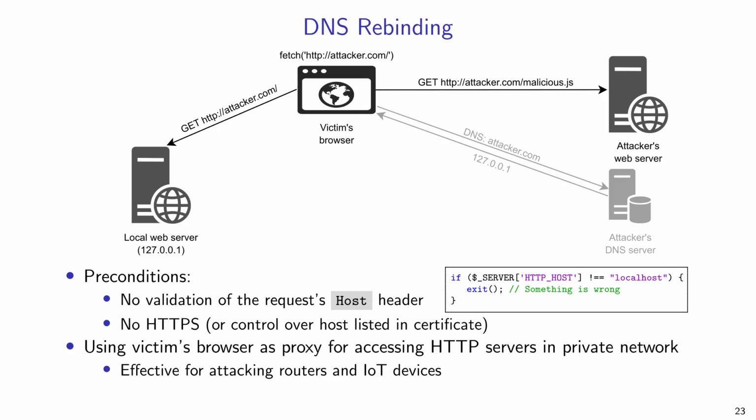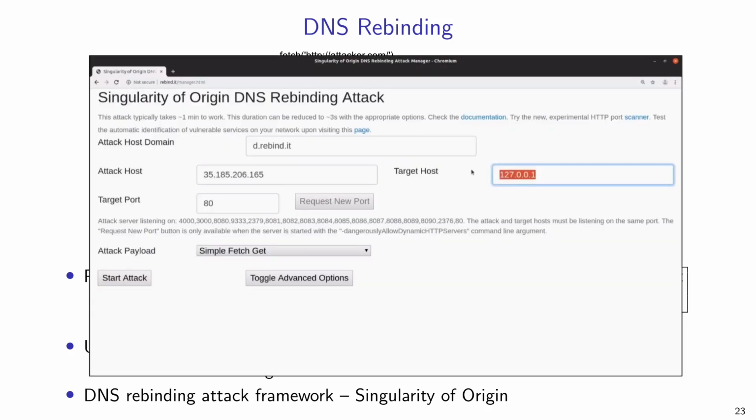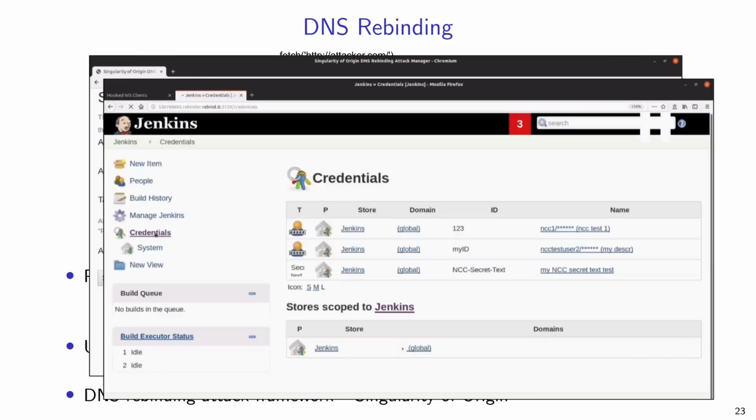To automate DNS rebinding attacks, a DNS rebinding attack framework called Singularity of Origin can be used. This is what the configuration interface looks like. It even provides a feature where the attacker can browse the target web server as if the attacker was using the victim's browser. For example, here is an attack where the attacker is browsing a Jenkins service running on the victim's loopback interface. Of course, this only works as long as the victim keeps the attacker's website open in their browser, so the attacker might need to apply some social engineering to keep the victim engaged.